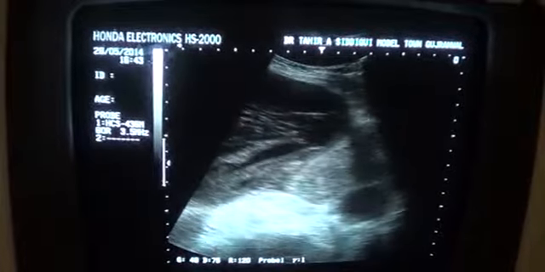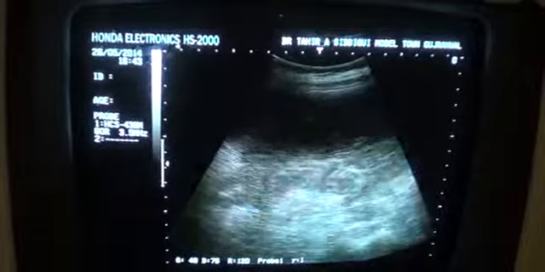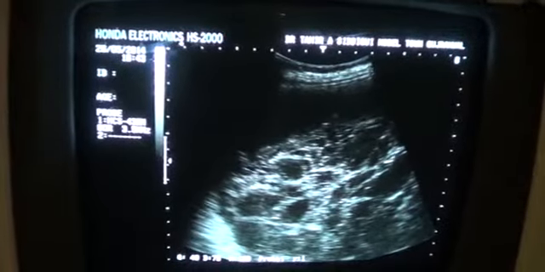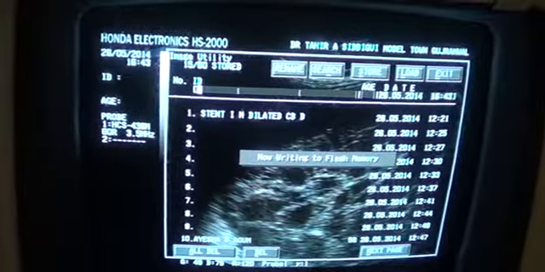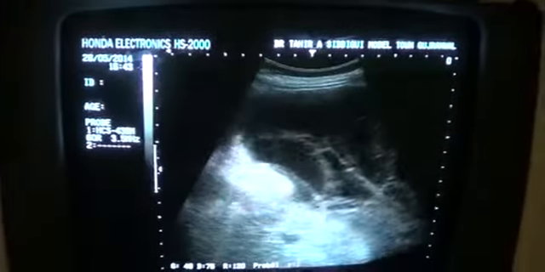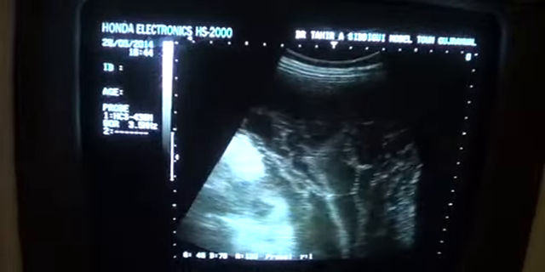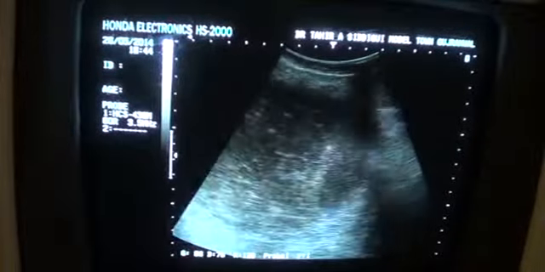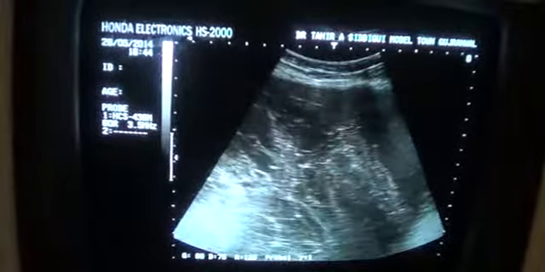What is the cause of this? Now I am into the left flank. See, same picture. And now I am going towards the right flank. Now this is the right flank. Same picture. Nothing different, no calcification seen.